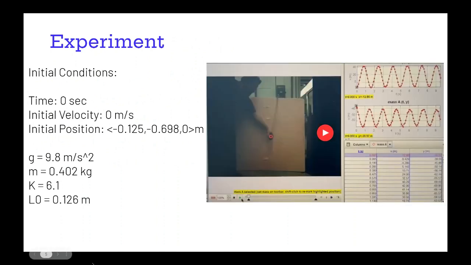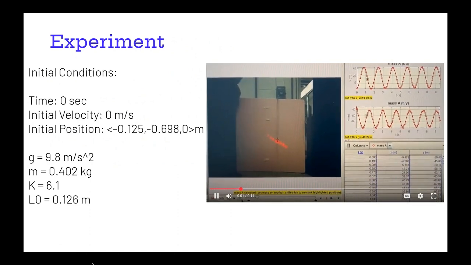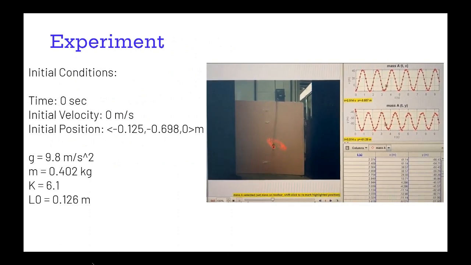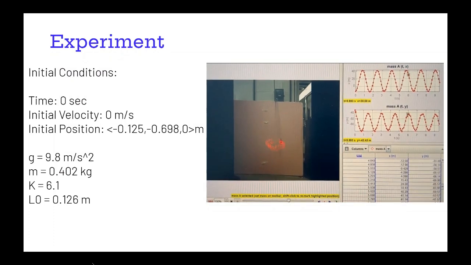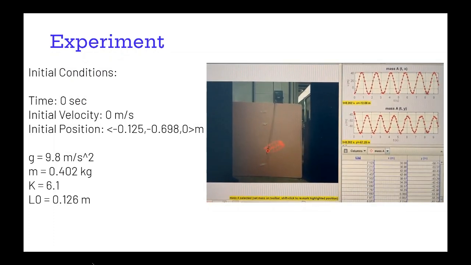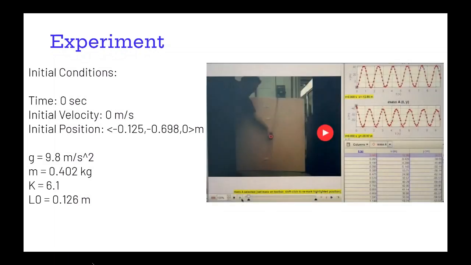In the recording of an experiment with a spring and mass motion, we use Tracker to record the system's motion. The initial conditions for the experiment are at the time of 0 seconds, our initial velocity at 0 meters per second, and our position at negative 0.125 and negative 0.698 in 0 meters. We use 9.8 meters per second squared for gravity, a mass of 0.402 kilograms, and found the spring constant of 6.1 and the relaxed spring length of 0.126 meters using the equations from the previous slide.